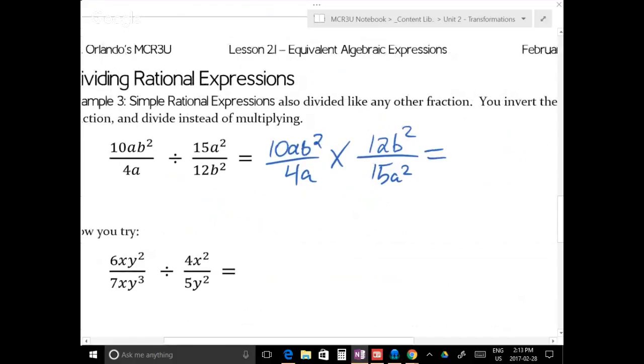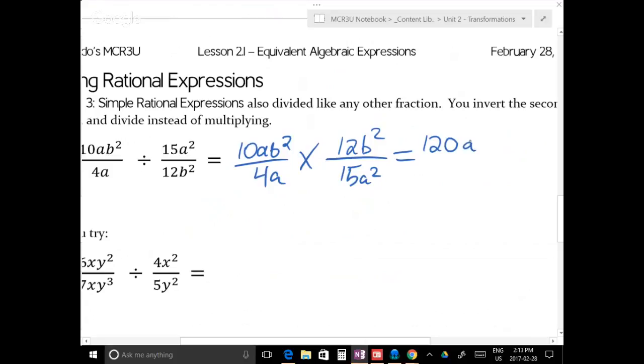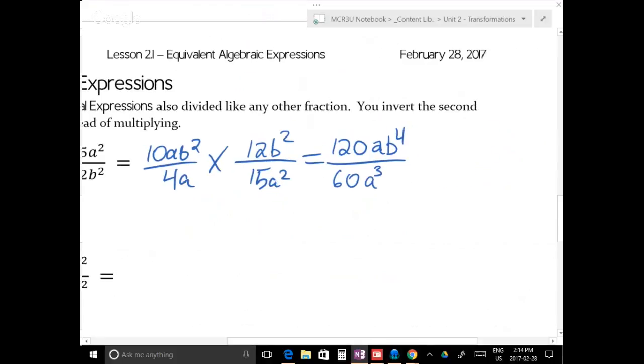And then, times 12, 120. How many a's are there total on top? How many b's total on top? Yeah, good. Times 15. Good. How many a's total on the bottom? Good. How many b's total on the bottom? Perfect. There we go. That comfortable for everybody? Now, can we simplify this? Cancel things?